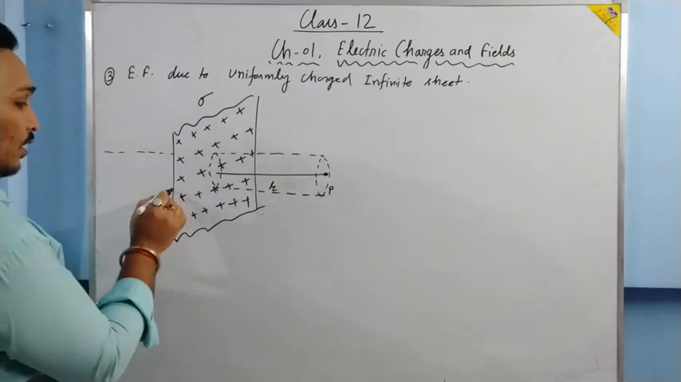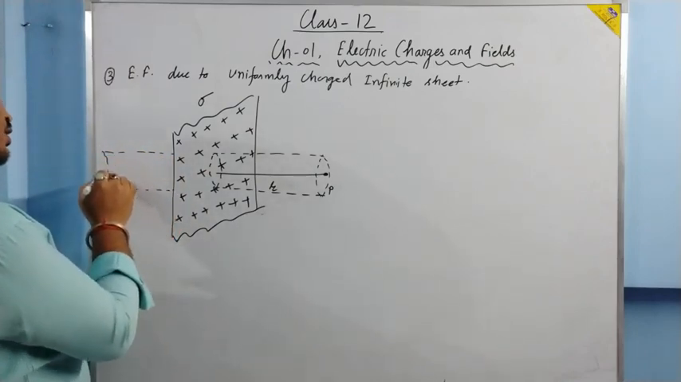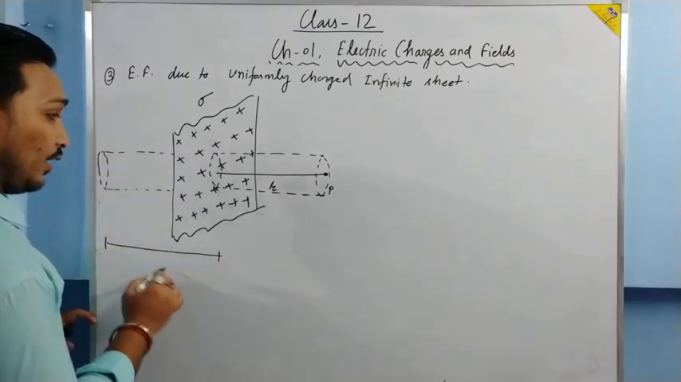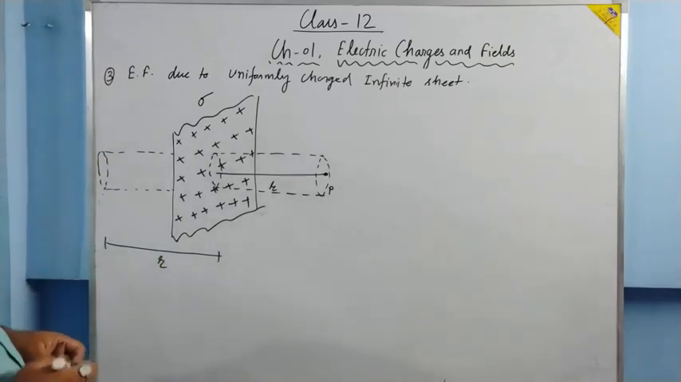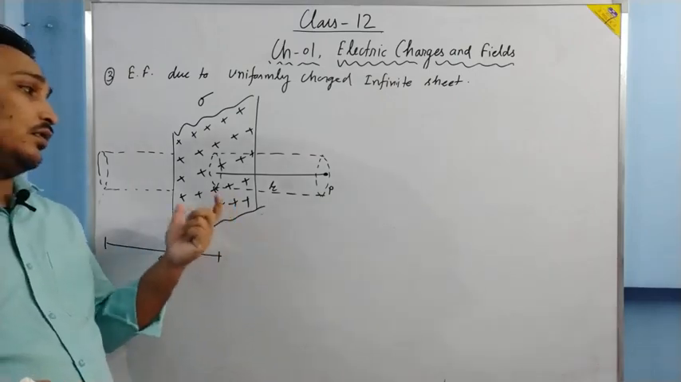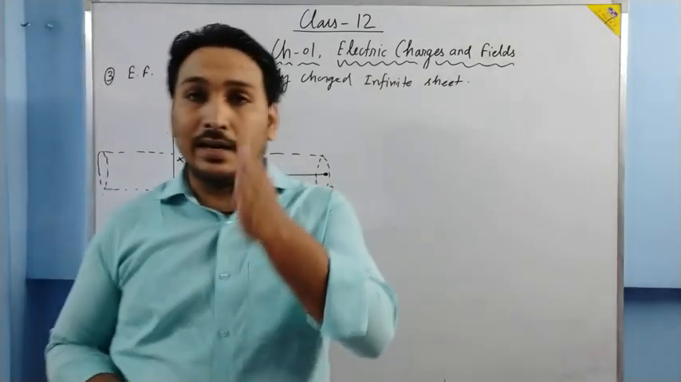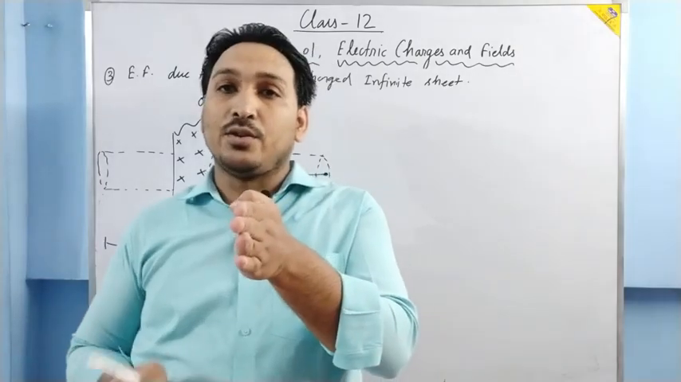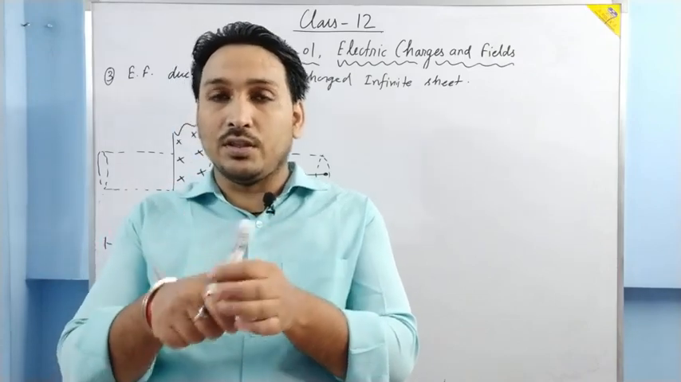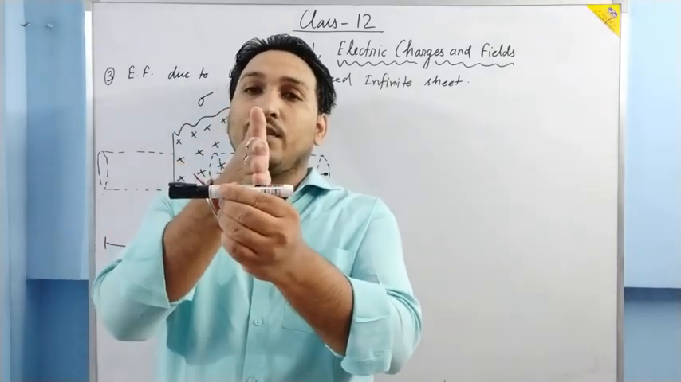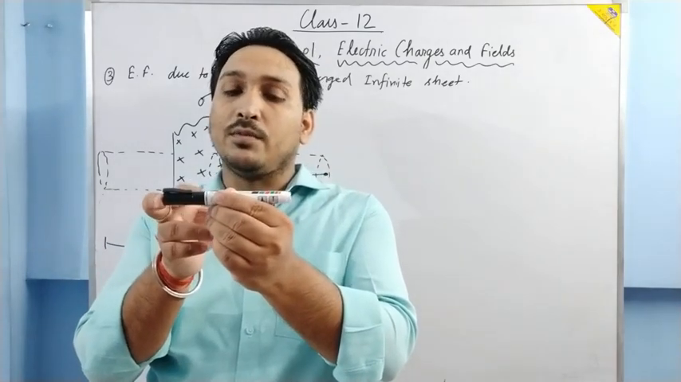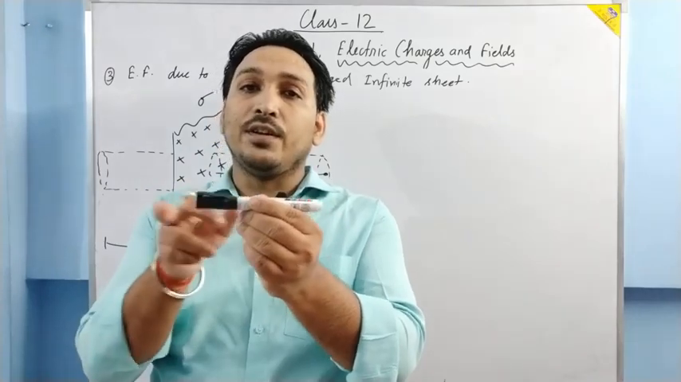Why have I taken the Gaussian surface to this side also? Since there is only one surface of charge, the sheet has to be at the center of the Gaussian surface, so that the variation of electric field through the Gaussian surface will remain the same. Suppose this is the cylinder which I have taken and the sheet is somewhere here. The value of electric field will be something here and something else there, because the distance from the sheet is different.